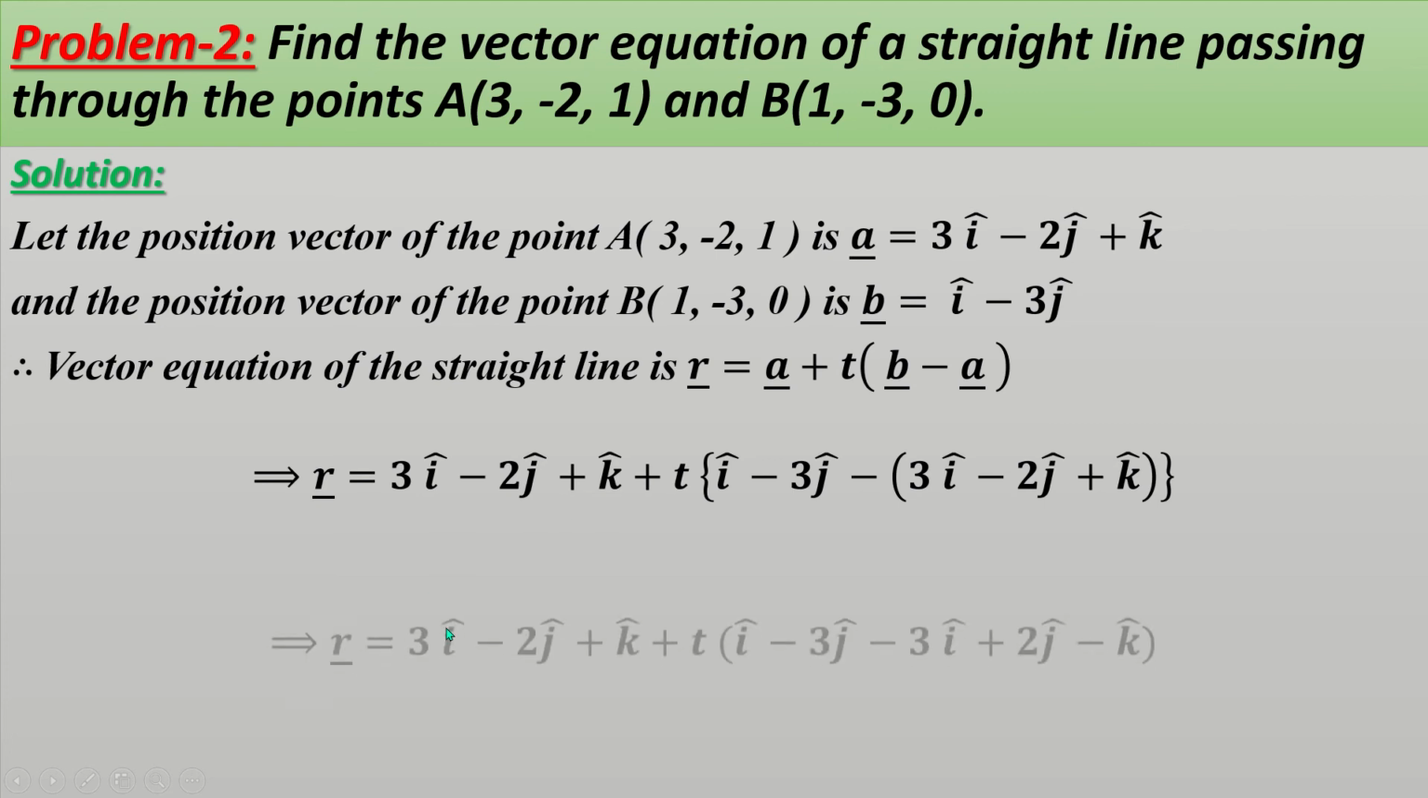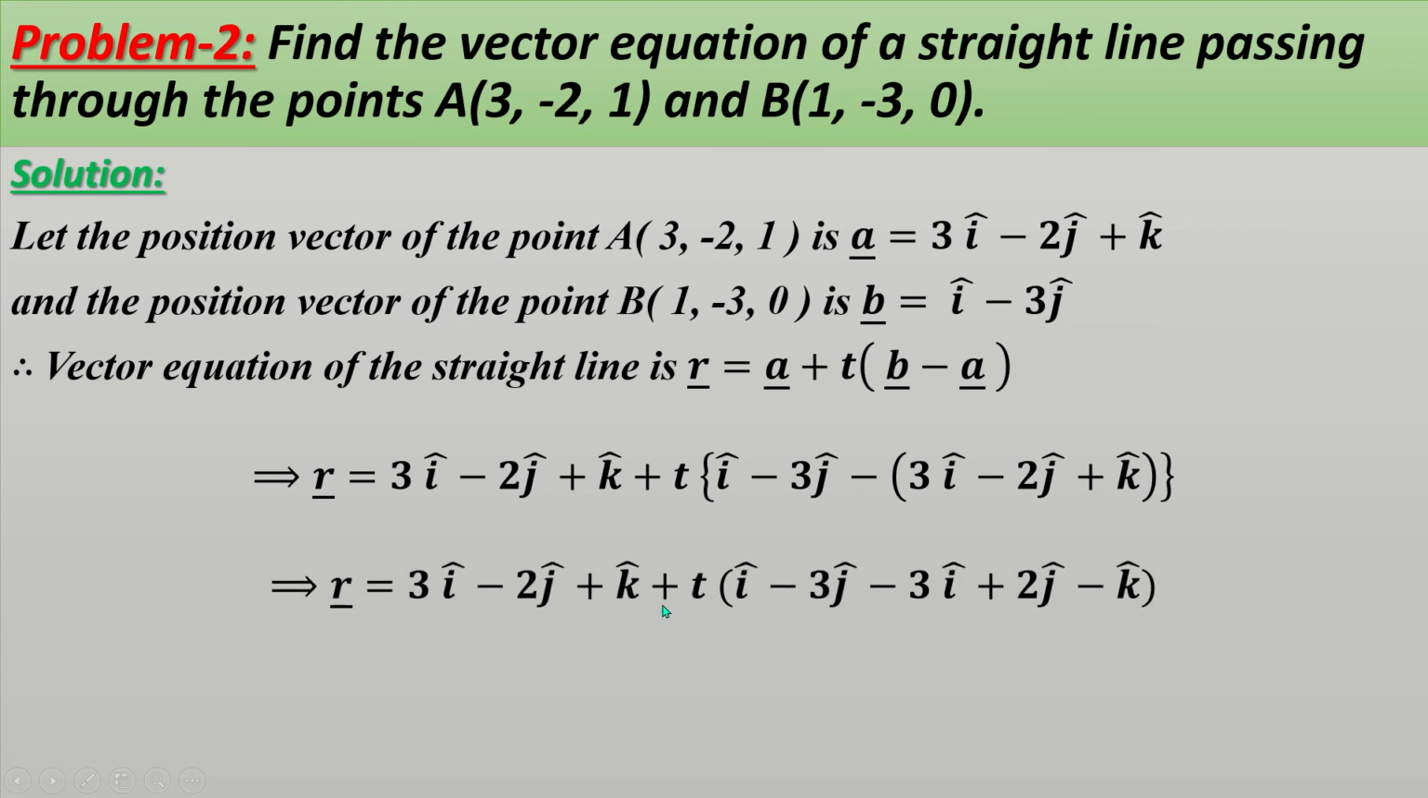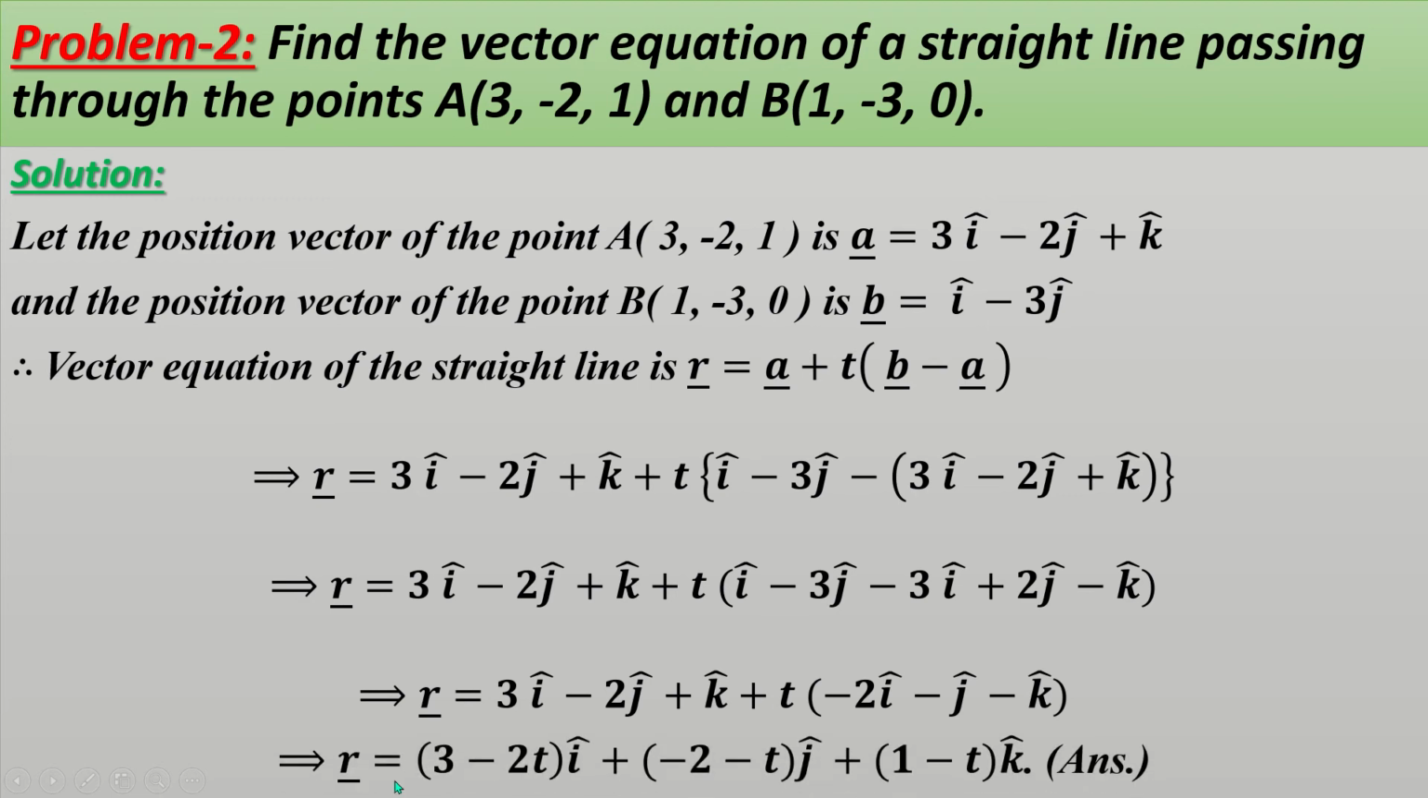Okay, now calculate. We get 3i minus 2j plus k vector plus t into i vector minus 3j vector minus 3i plus 2j minus k. Now calculate: 3i minus 2j plus k plus t into 2i minus j minus k vector. Now taking common i vector, here will be 3 minus 2t, plus minus 2 minus t j, plus 1 minus t k vector. This is the required answer. Clear everyone?